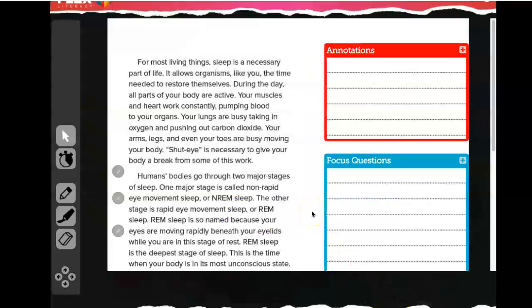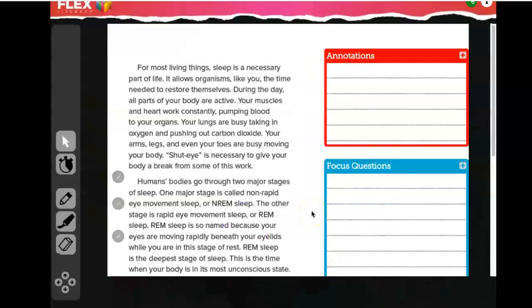Now let's read aloud, and as we go, we'll think about our annotations that we might want to make, right? For most living things, sleep is a necessary part of life. It allows organisms like you the time needed to restore themselves. During the day, all parts of your body are active. Your muscles and heart work constantly, pumping blood to your organs. Your lungs are busy taking in oxygen and pushing out carbon dioxide. Your arms, legs, and even your toes are busy moving your body. Shut-eye is necessary to give your body a break from some of this work.